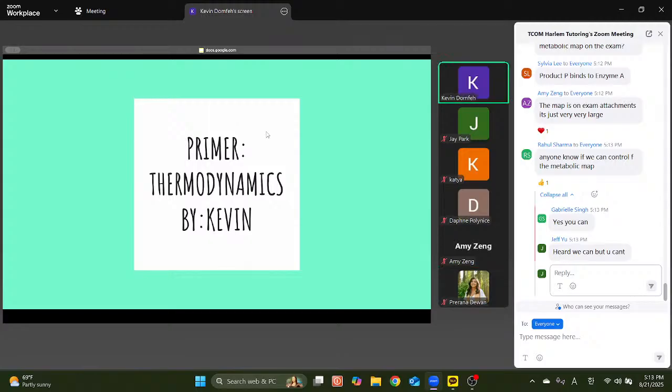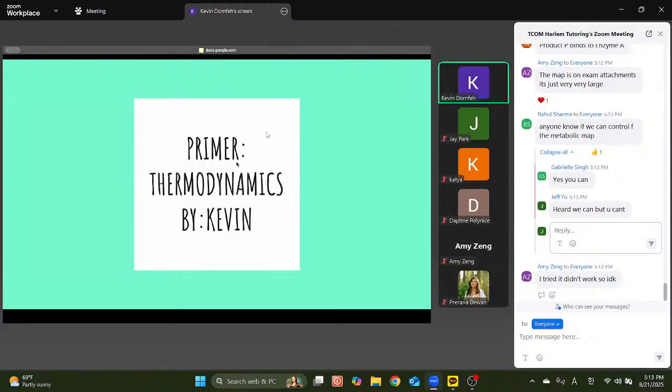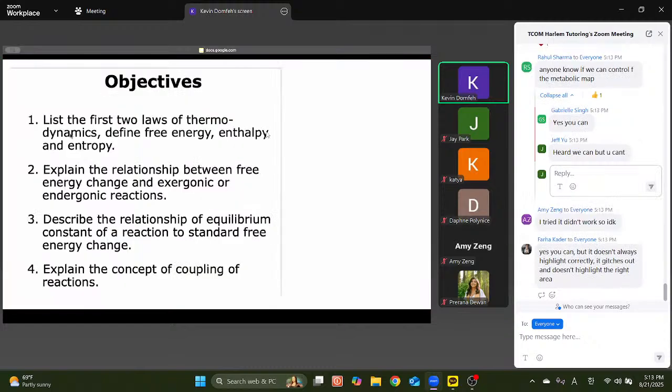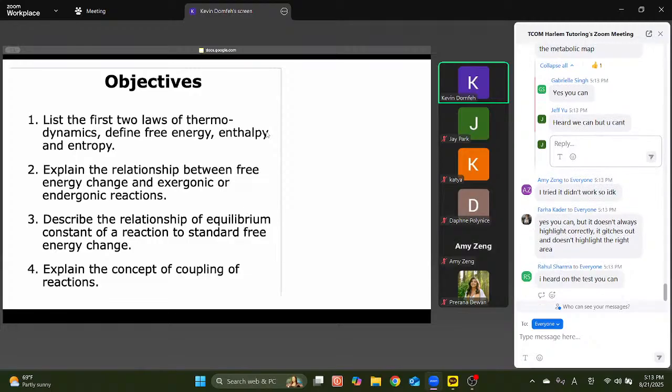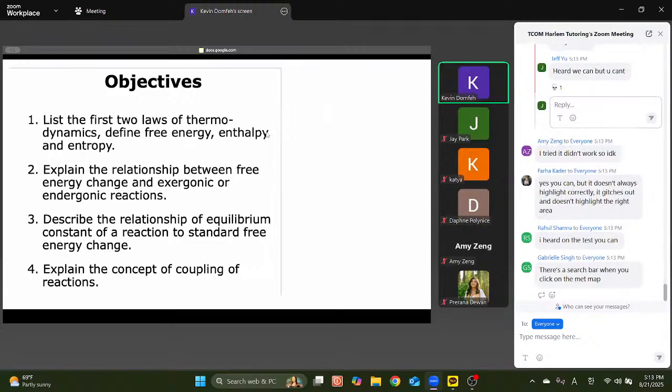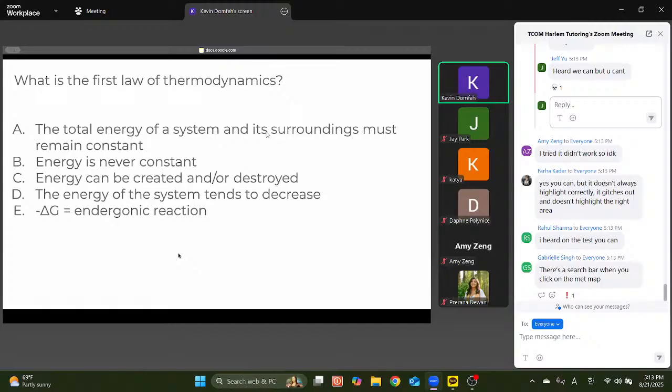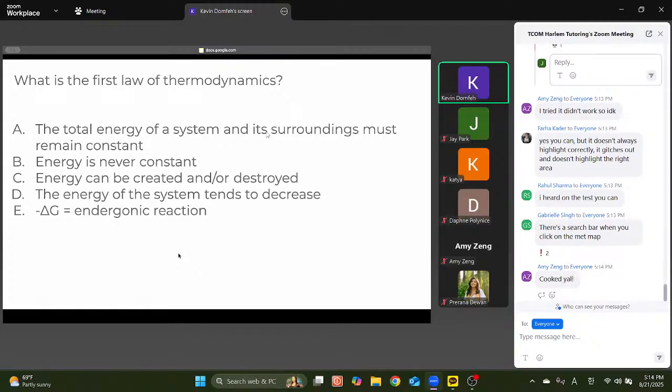Hey guys, we're going to be doing thermodynamics. So these are just the objectives from the lecture. I figured that it would be important for me to plaster it on there just so that you guys are aware of the things that will be on the lecture and also that may be tested. All right, first question. What is the first law of thermodynamics?